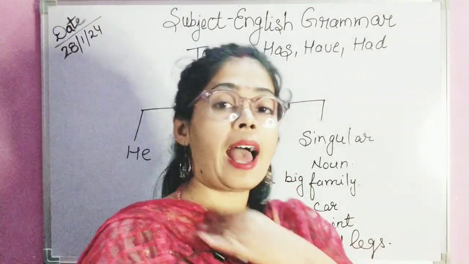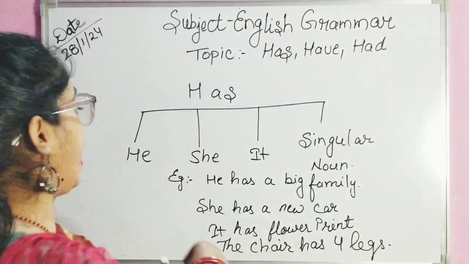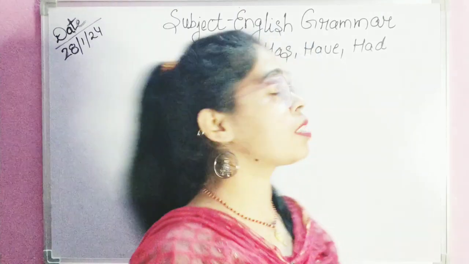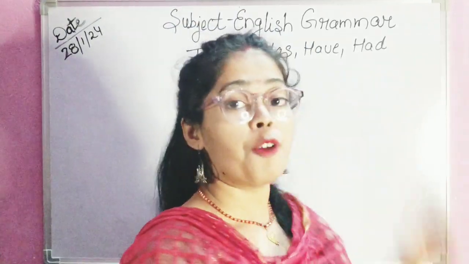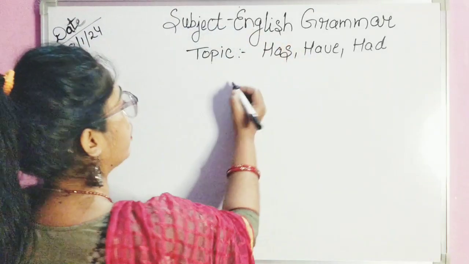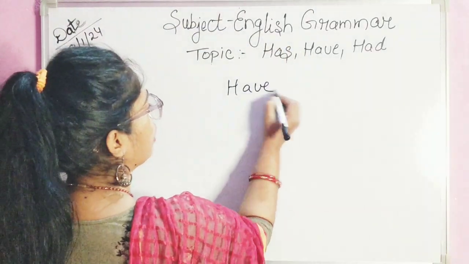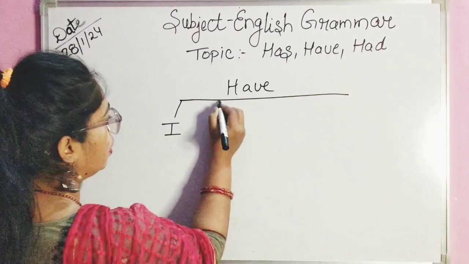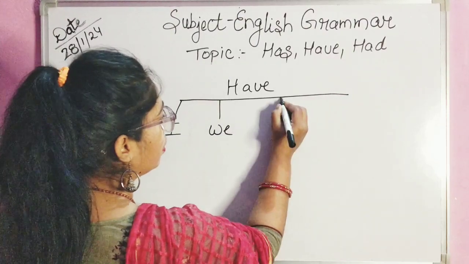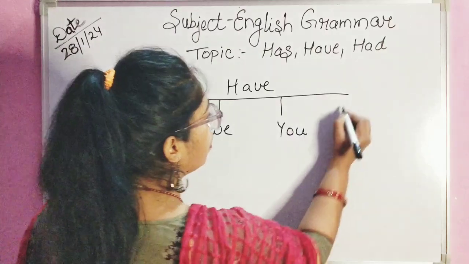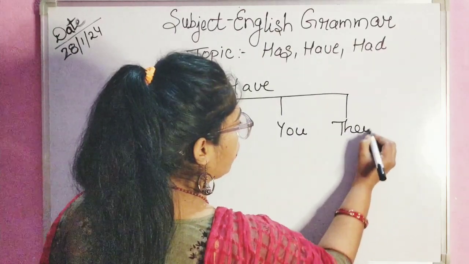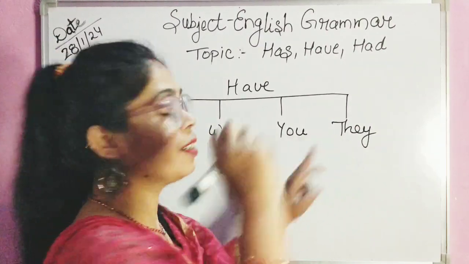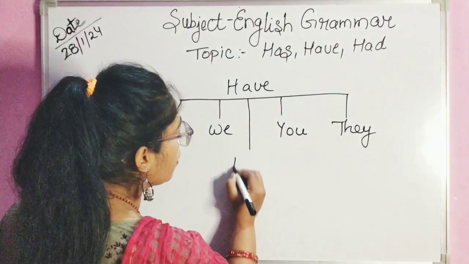Now where to use have? Students, I hope the has concept is clear to you. Now let's come to the next one, that is have. Where to use have? Have is always used with I, we, you, they, and plural noun.